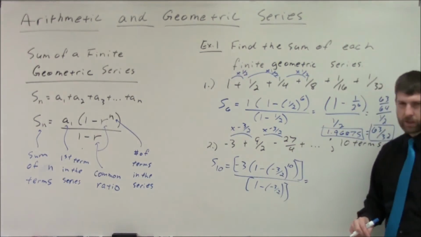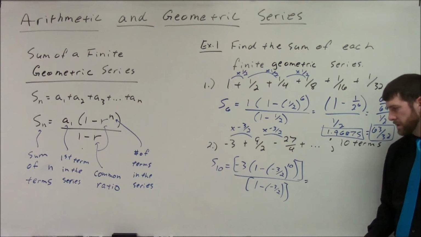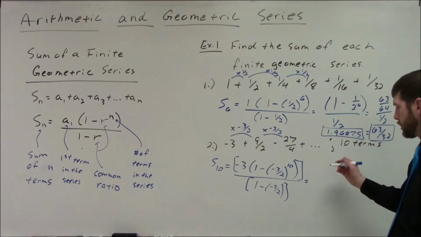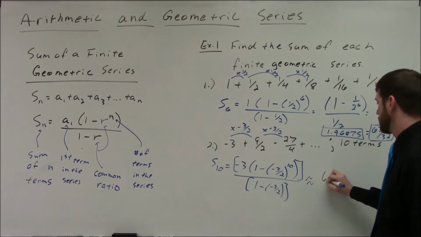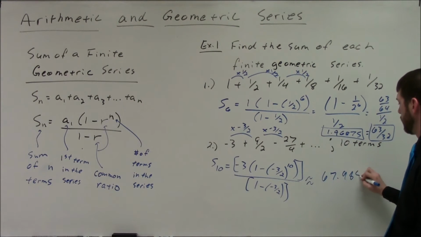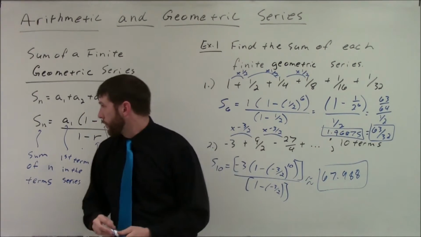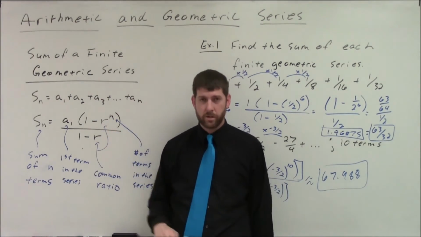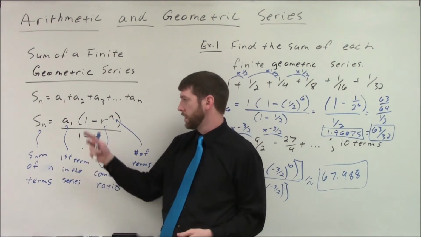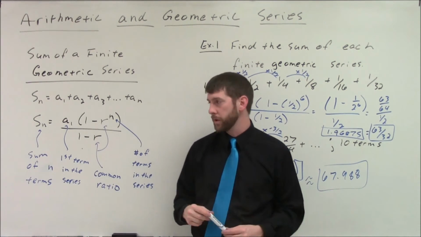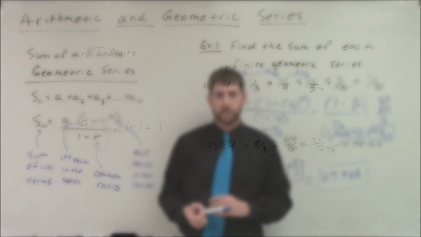Again, this one gets really ugly trying to deal with 3 to the 10th power and 2 to the 10th power and all that stuff. So you just punch that one in and it should give us approximately 67.988-ish. So that's it for sum of a finite geometric. It's just like the other one. We recognize that it's finite, that it's geometric. Then we go to the formula and just plug in the appropriate values. Give me a second, I'll get the sum of an infinite geometric series up here.